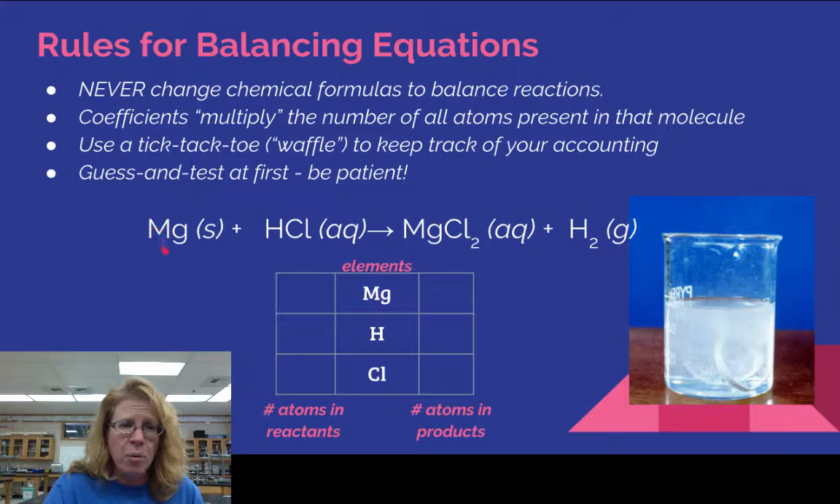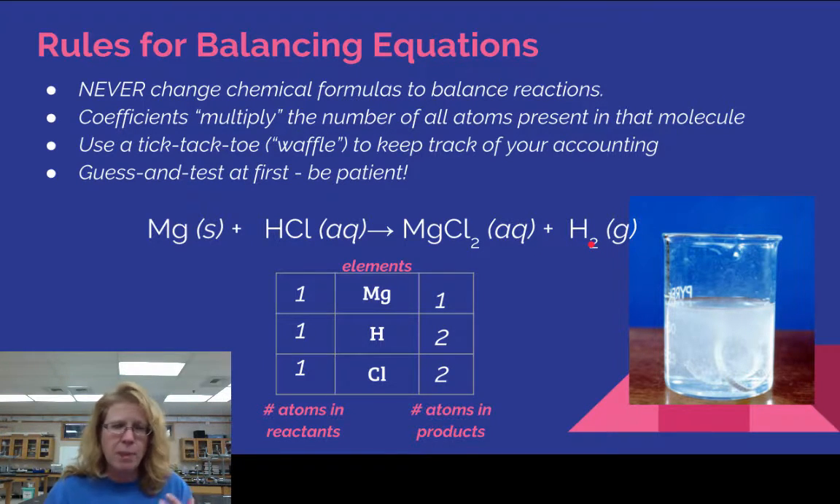If I look over here, I've got 1 magnesium atom, I've got 1 hydrogen atom, 1 chlorine atom. Pretty easy to count that. Over on the right side here, I have 1 magnesium, 2 chlorines, that 2 only applies to the chlorine, and then we've got 2 hydrogens. So I'll just enter those in there. And now I can start to figure out, well, is this balanced or not?